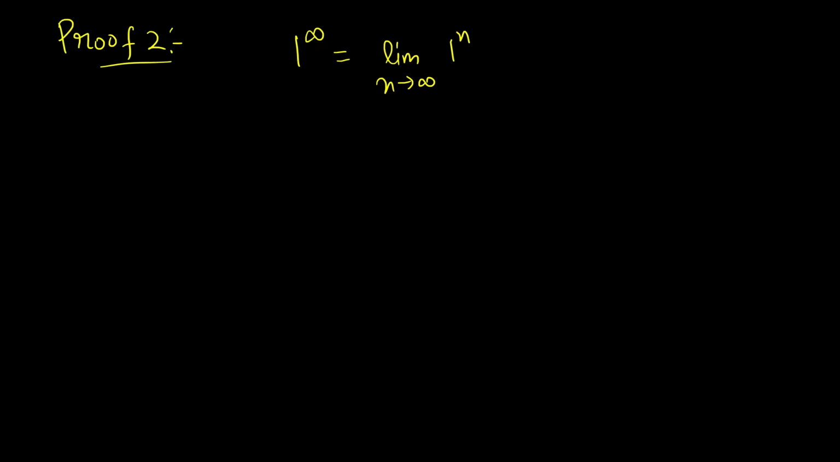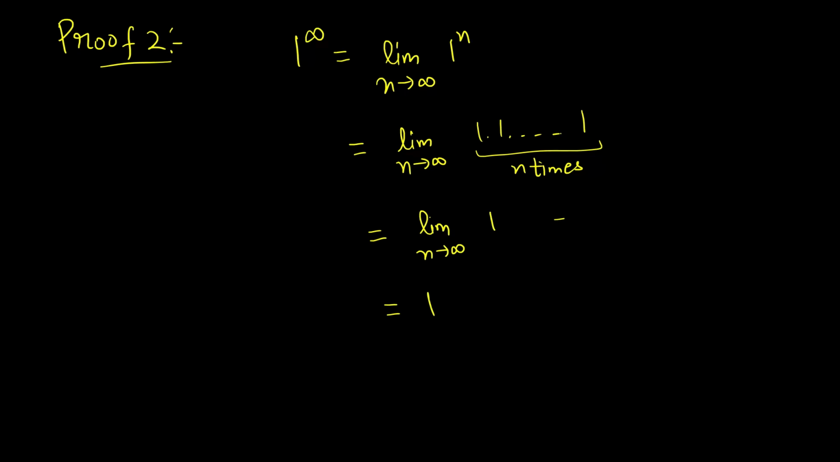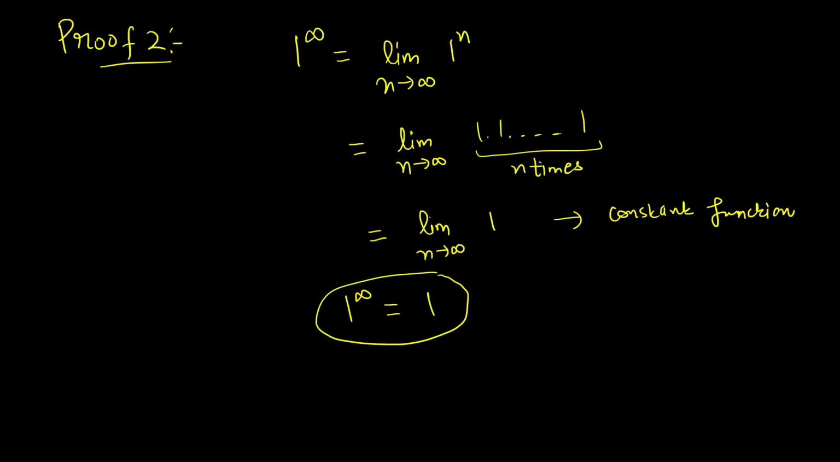Now what is 1 to the power n? n is a natural number. 1 to the power n is 1 times 1 times 1, n number of times, which no doubt is actually equal to 1. Now this is 1. The limit is 1 because it's a constant function. Constant function limits are always equal to the constant itself. So that's another proof that 1 to the power infinity is actually equal to 1. So I hope that convinces you that 1 to the power infinity is equal to 1.